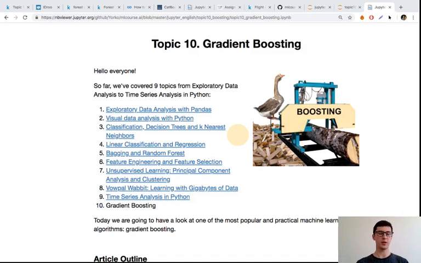Hello, this is topic 10 of mlcourse.ai, and so we finally cover gradient boosting here. So you can see what we've covered so far, from exploratory data analysis through visual data analysis to machine learning, to basic decision trees, then linear models, random forests, some unsupervised learning, and then finally gradient boosting. So actually it's a pretty important topic because most probably in your real-world application, gradient boosting will work the best.